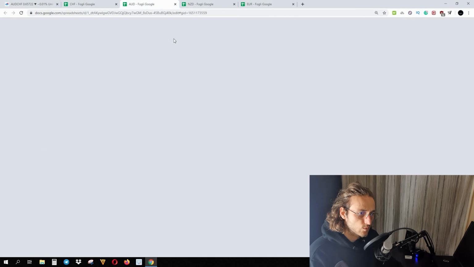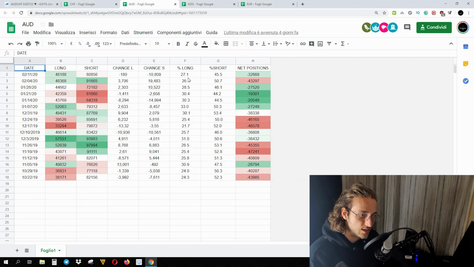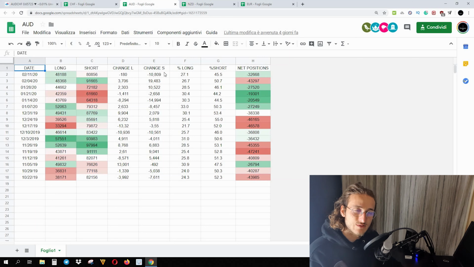And if we look at what banks have been doing on the AUD, what we can see is that with the last report, they have closed 10K shorts. It's true.